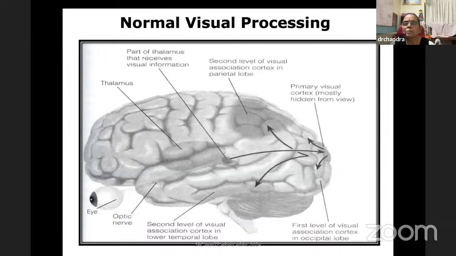So here you see the primary visual cortex, that is the area 17. Then we have got the connection to the parietal lobe, and it has got connection to the thalamus. It has got connection to the outer temporal, inner temporal, and these are some of the simplified extra-striate connections.